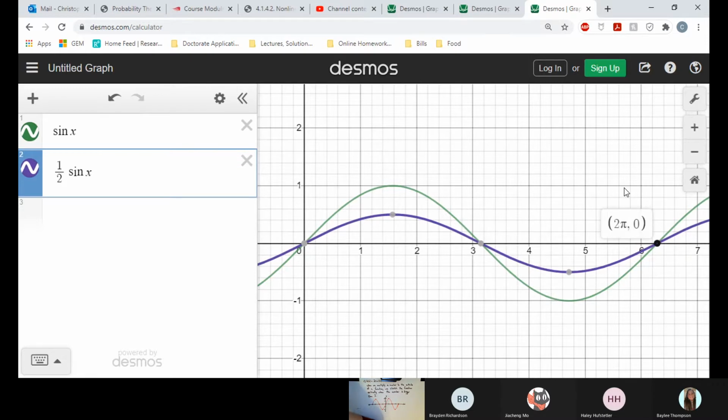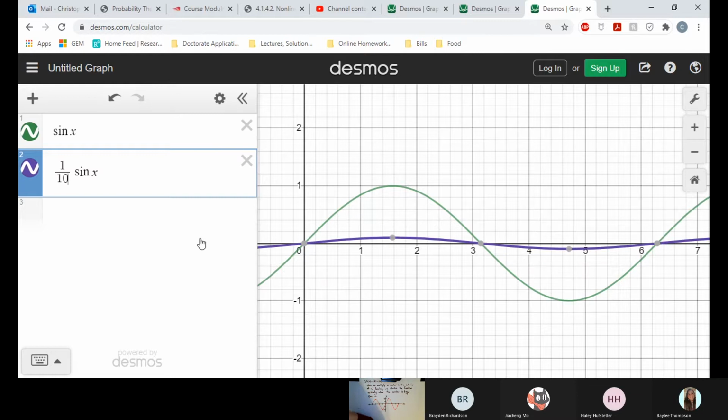There it is. So we see the purple line, which is the 1/2 sine of x, is being squished vertically relative to the green sine of x function. I can even make it closer to 0, like 1 over 10, and then it's really, really squished. You can almost hardly see the curve in the graph. It starts to look like a straight line. So this would be a good fact to write down: when we multiply a number to the outside of the function, we compress the function vertically when the number is smaller than 1.